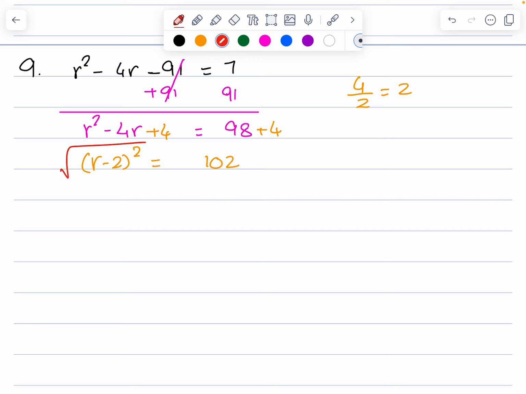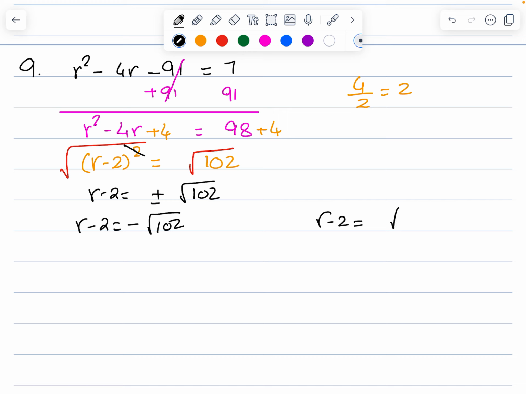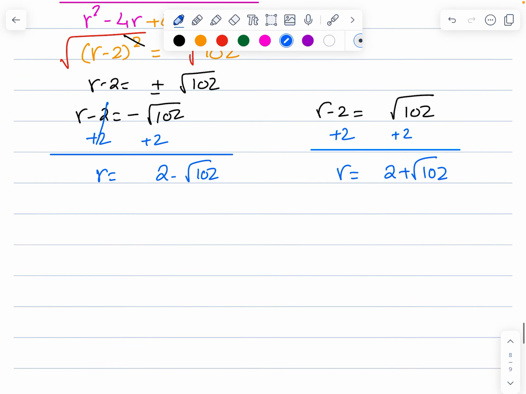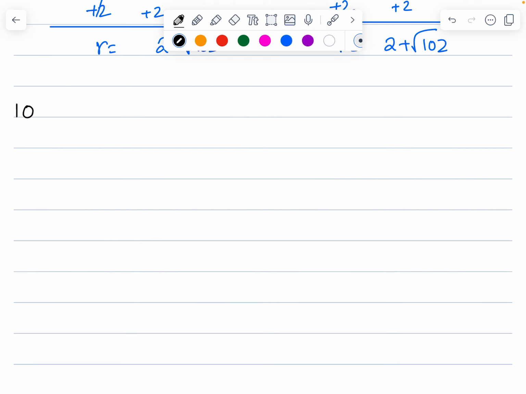Now find the square root on both sides: r minus 2 equals plus or minus square root 102. So r minus 2 equals negative square root 102, and r minus 2 equals positive square root 102. Then I am going to add 2 on either side. 2 cancels. r equals 2 minus square root 102. r equals 2 plus square root 102. That's question number 9. We go now to question number 10.